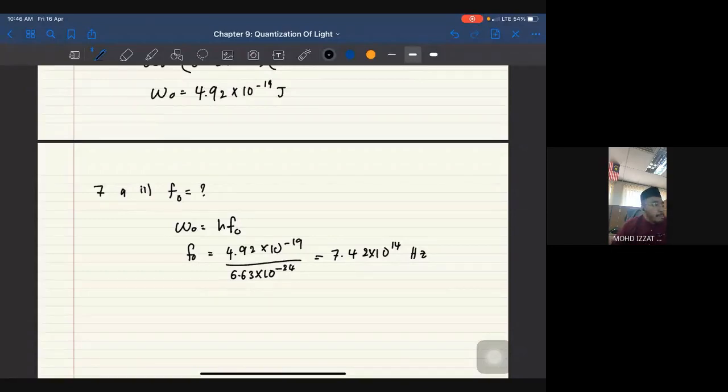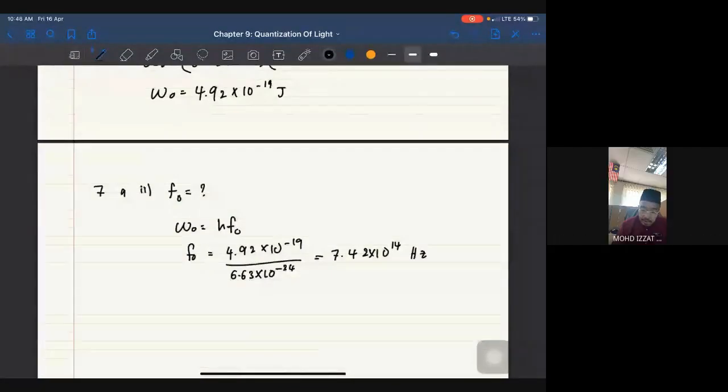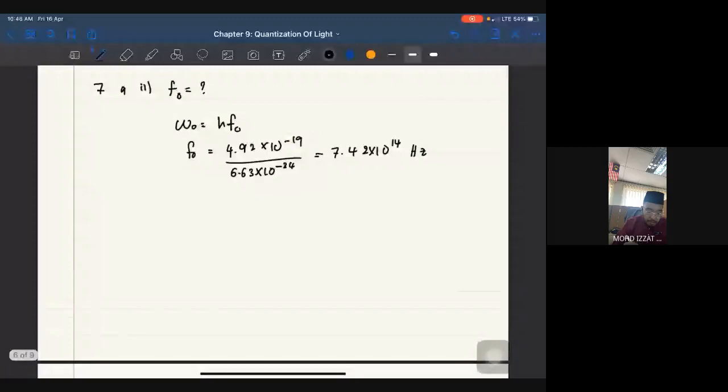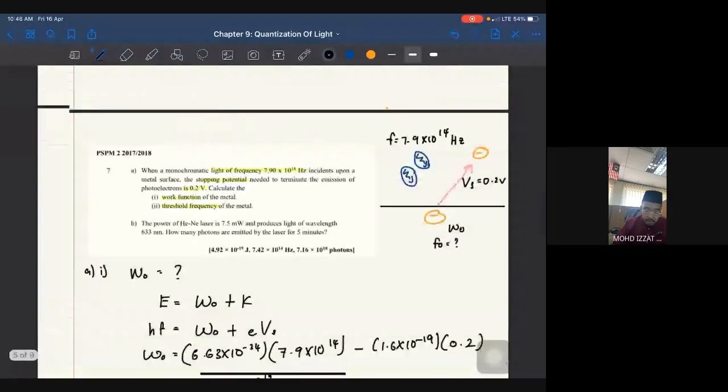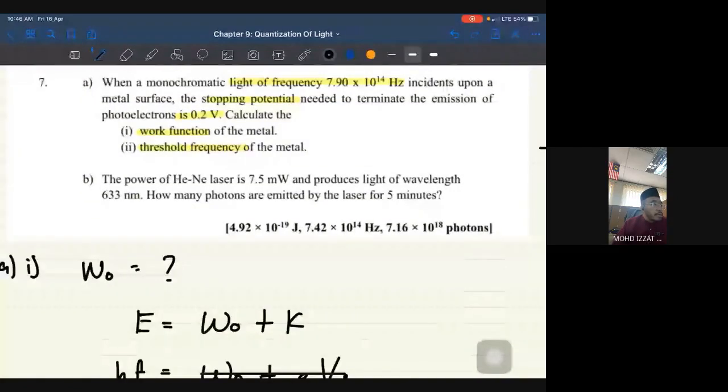Okay, dapat jawapan tak? Dapat sir. Okay, good. Very good. Okay, try to do question B. I'm going to give you a few minutes to read up the question and try it yourself. Question B is basically not related to question A. I mean, it's a different question, but still in the same topic.